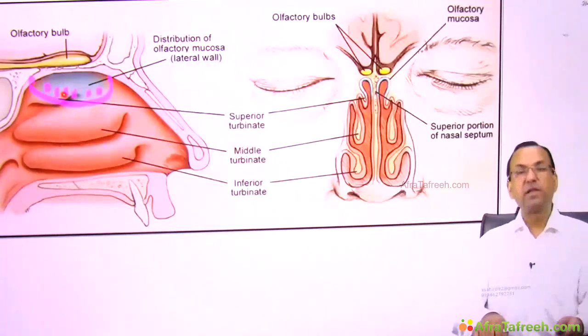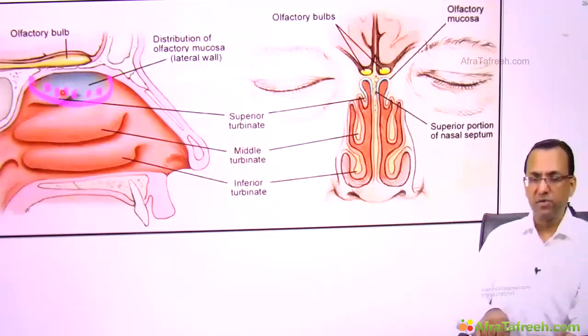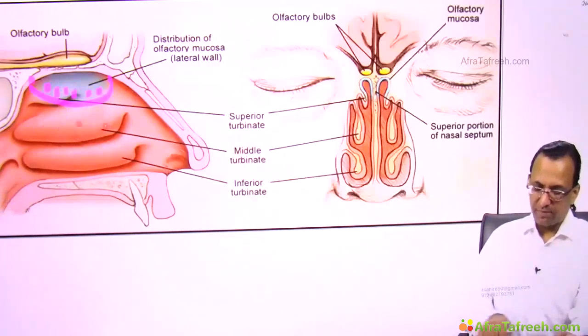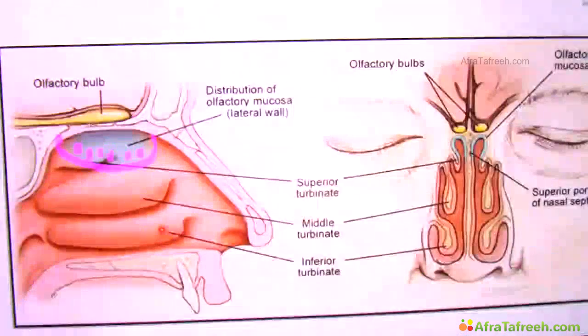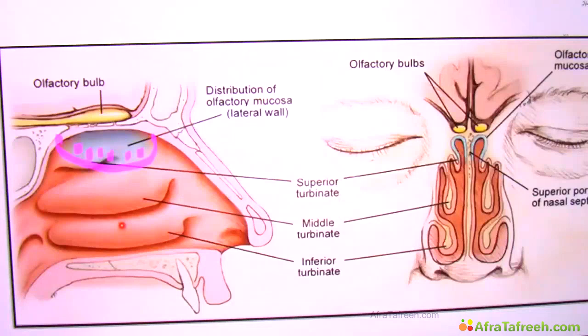So we are looking at the lateral view now. This is the superior turbinate, middle turbinate, and inferior turbinate in the lateral wall of the nose. You are inside the nose now, looking at the lateral wall, and above the superior turbinate are the olfactory mucosa and the olfactory neuron bodies.